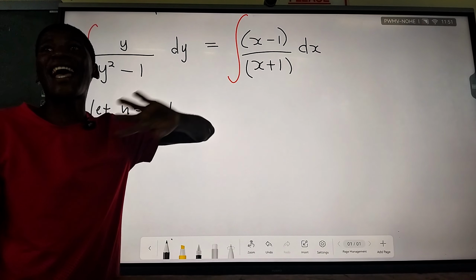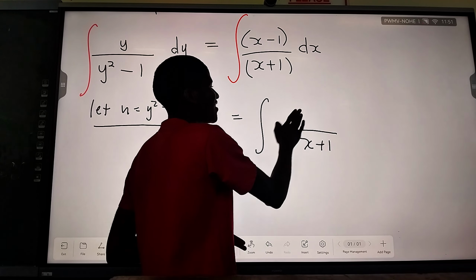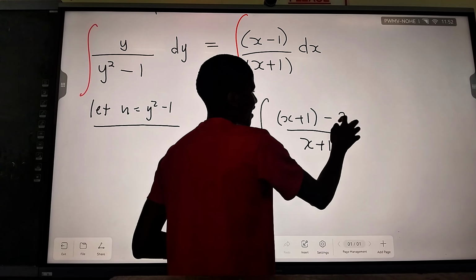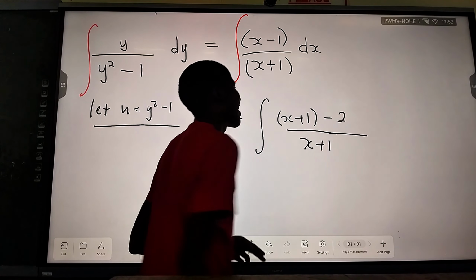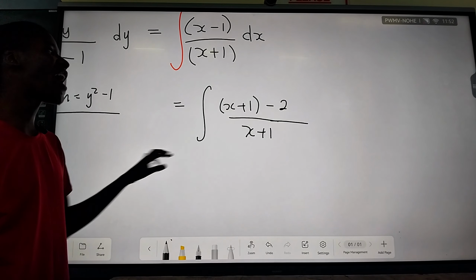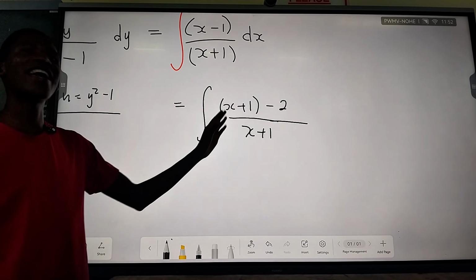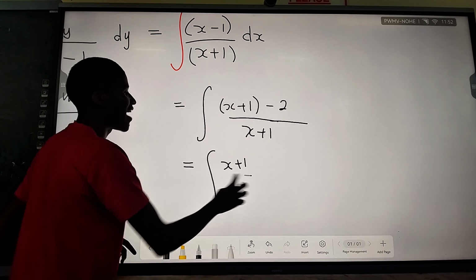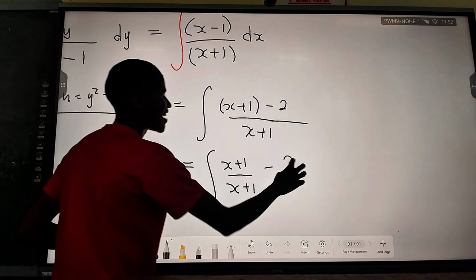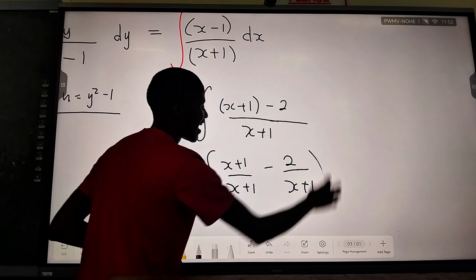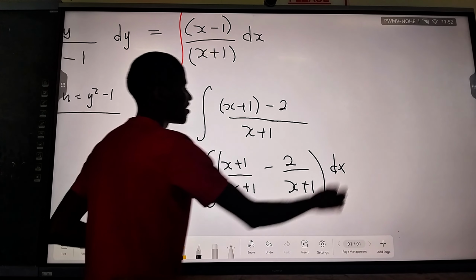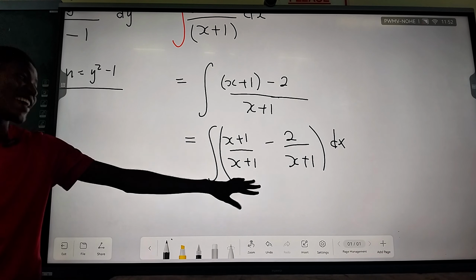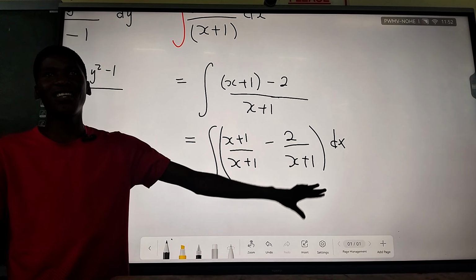This other side of the integral, how can you solve it? x plus 1 minus 2. Nice. So now we use partial fractions here. So this is x plus 1 over x plus 1 minus 2 over x plus 1, dx. The integral of 1 is x. The integral of this is 2 ln of x plus 1.